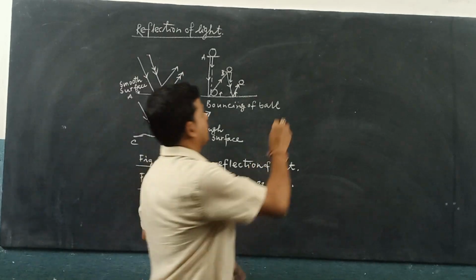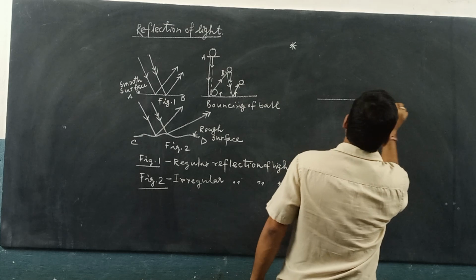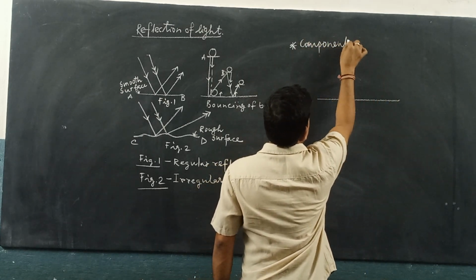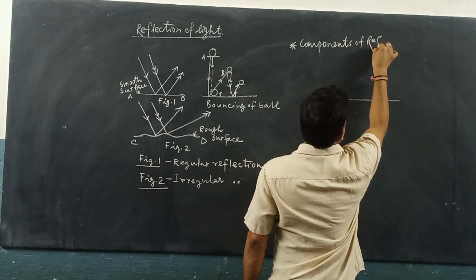In case of the reflection of a light ray, there are a few components. These are called the components of reflection of light.